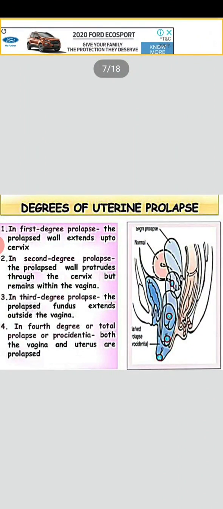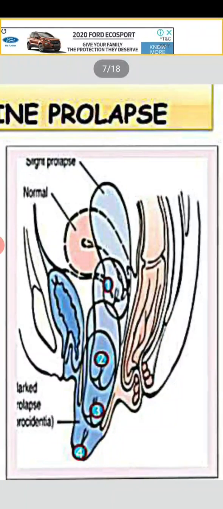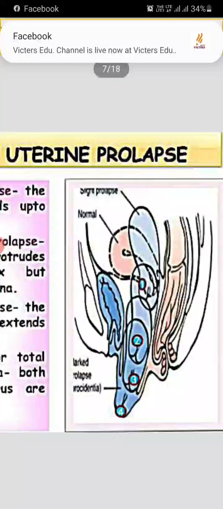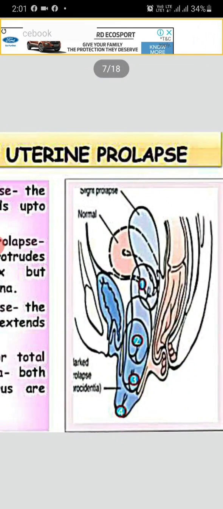We can divide it into 4 degrees. The normal uterus you can see here. Then the signs of prolapse, numbered in the picture 1, 2, 3, 4. Coming to first degree prolapse, the prolapsed wall extends up to the cervix. You see, the prolapsed wall is extended up to the cervix.